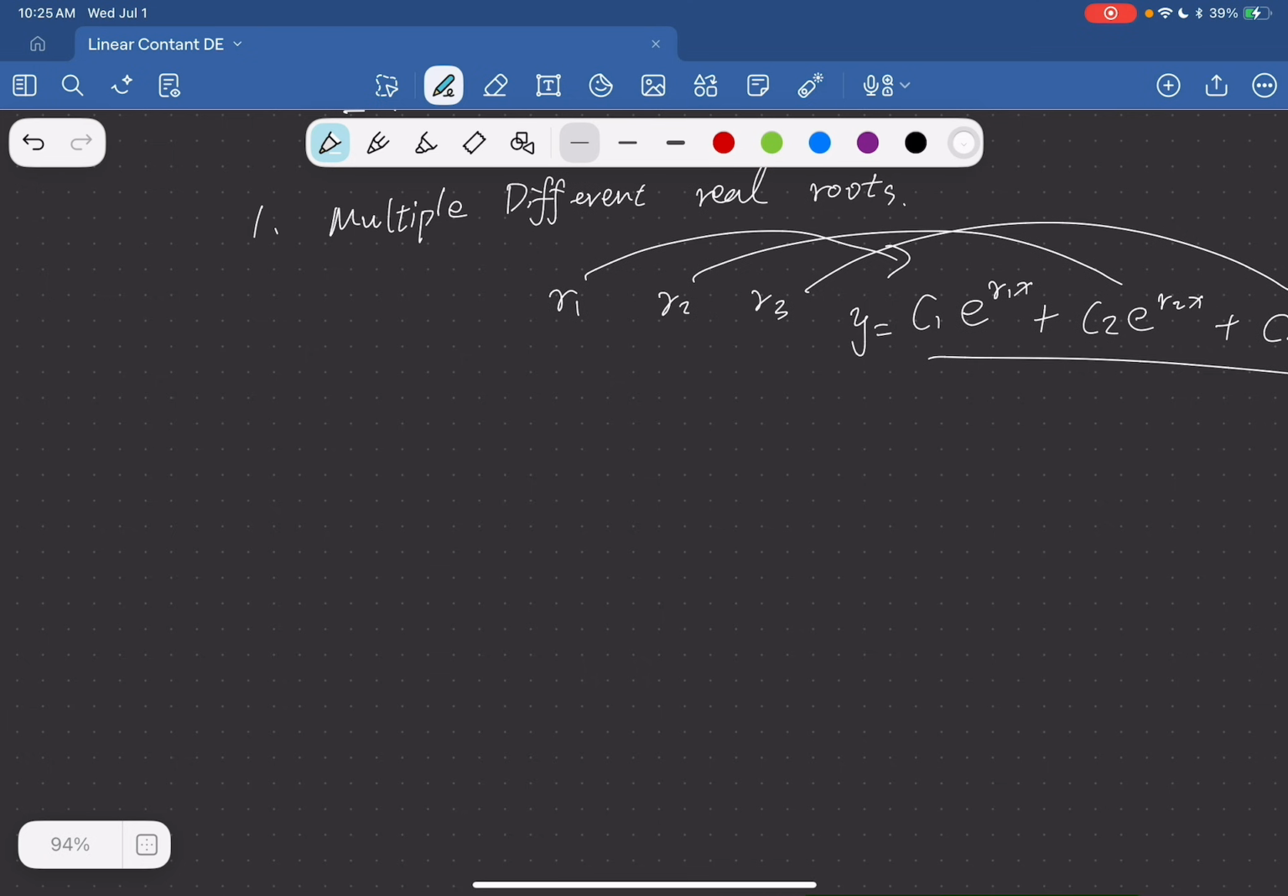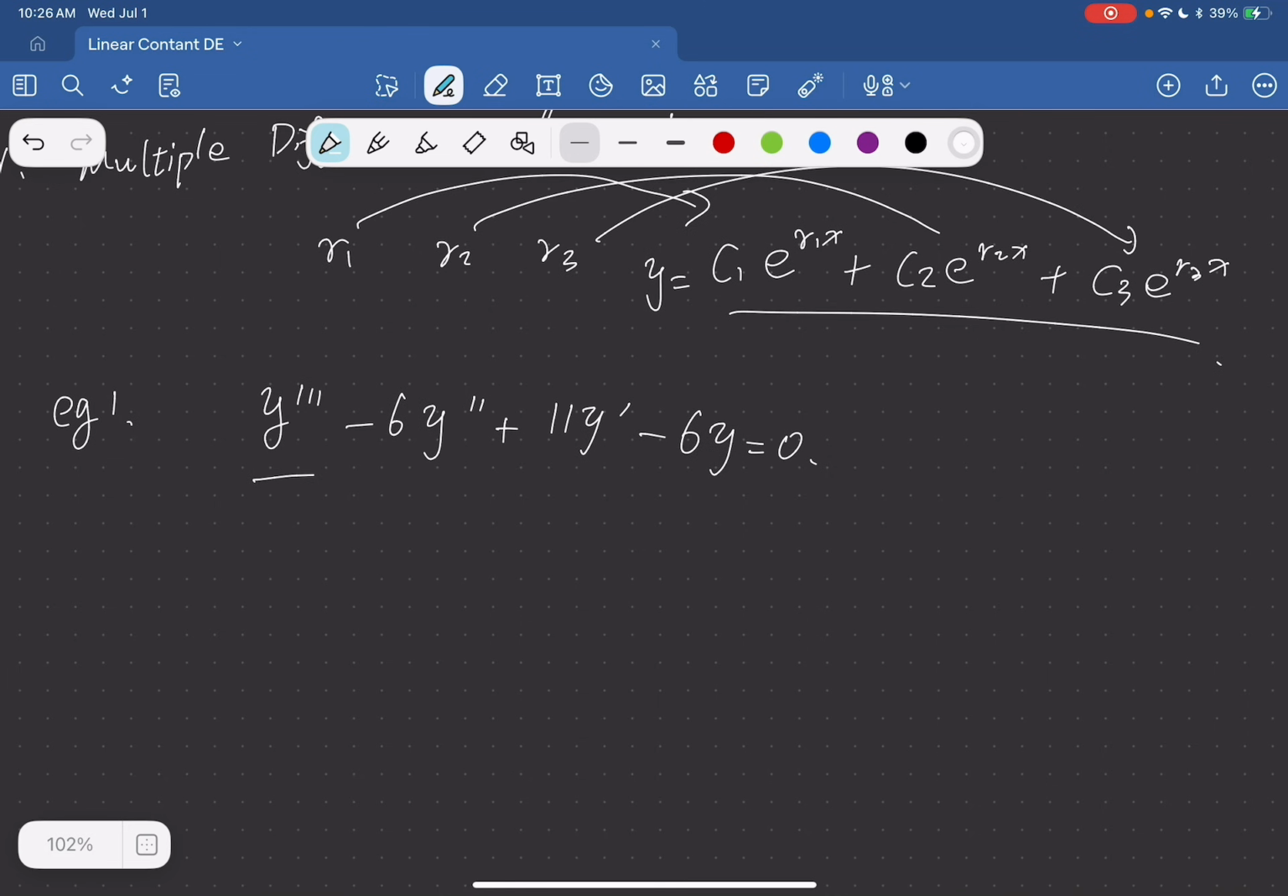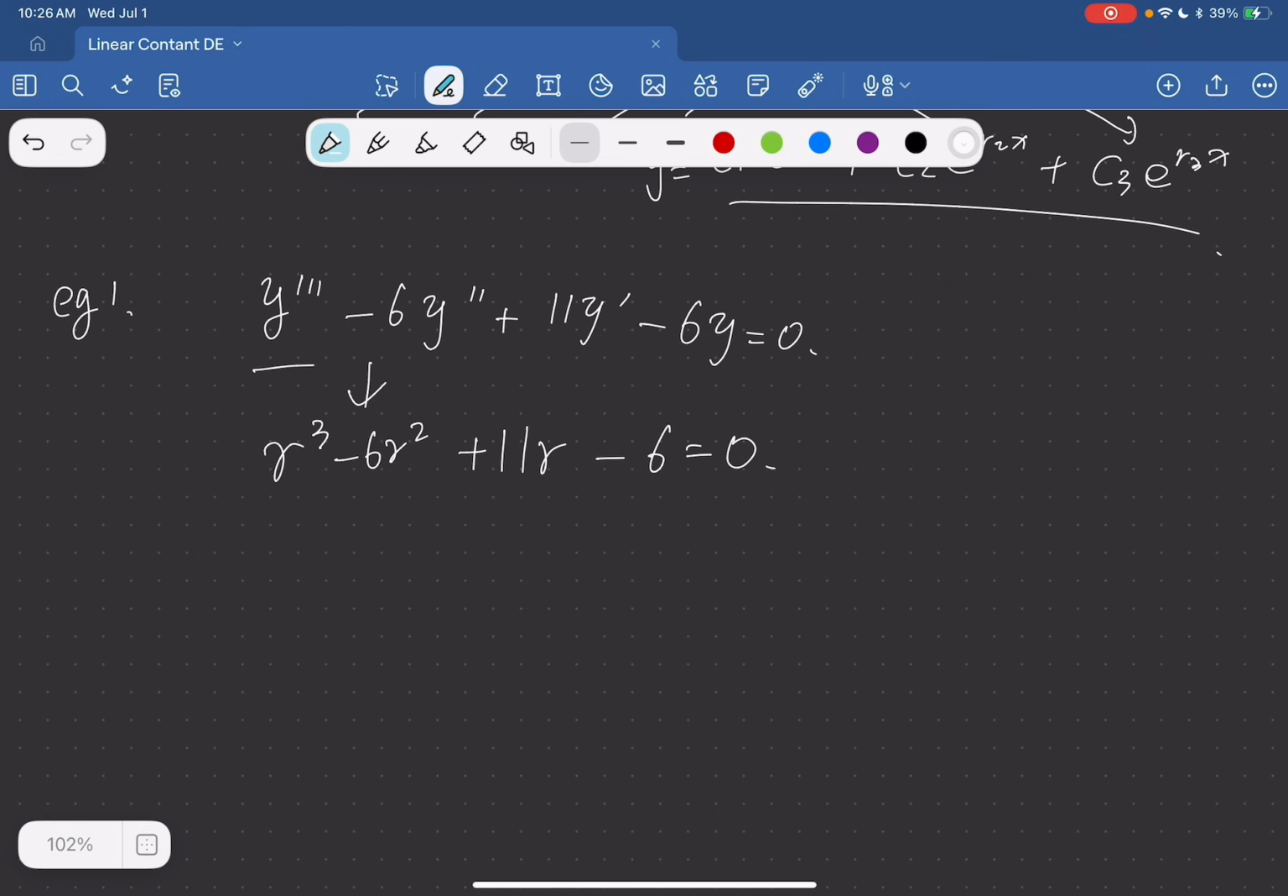Let's take a look at an example. If a differential equation looks like this, it is a third order differential equation, because the leading term takes three derivatives of y. And the corresponding characteristic equation looks like this. You still drop down the constants, and then it will look like this.